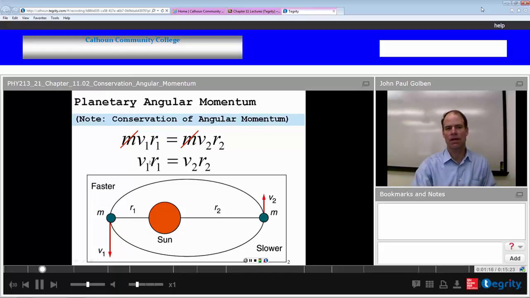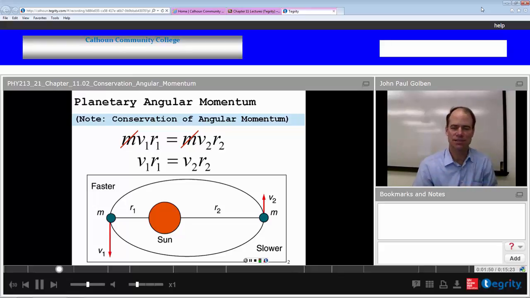Well, if it's equal at different points in this orbit, and the mass being the same for the planet, we would have the relationship that the linear velocity times the radius of the orbit at that point is a constant. So as the radius gets smaller, the velocity gets faster, and vice versa. So as this planet's going around the sun, when it gets closer to the sun, it moves faster, and then when it gets further away, it moves slower. Faster and then slower, faster and slower.